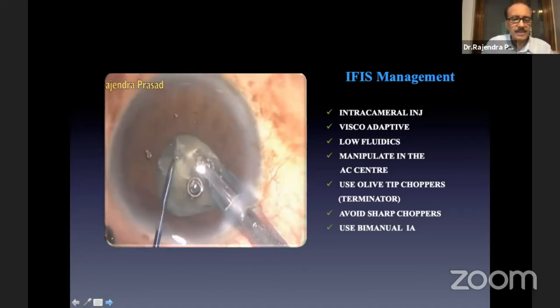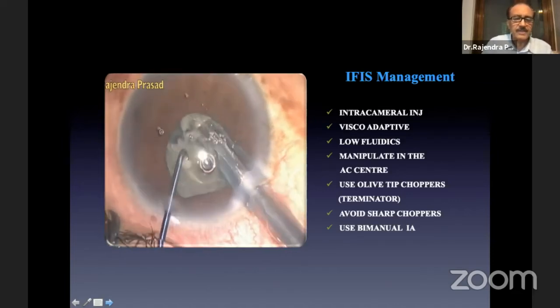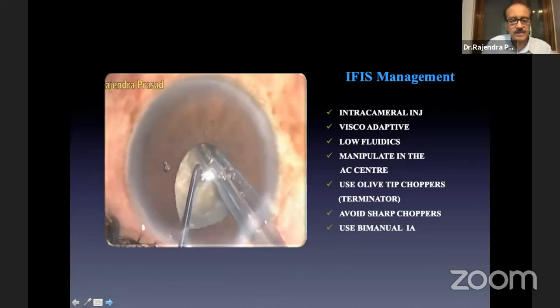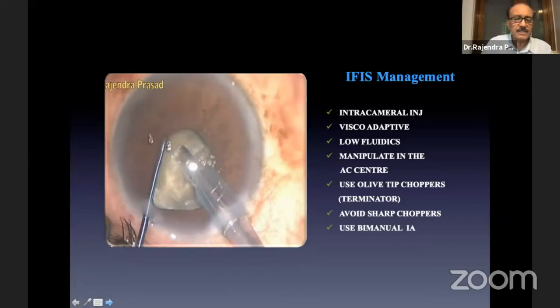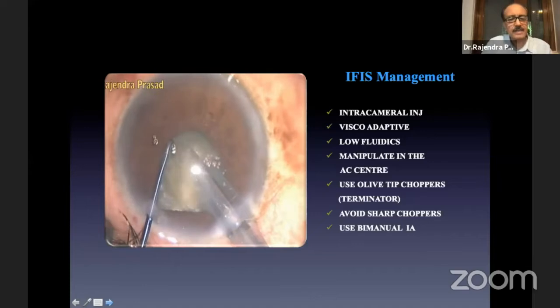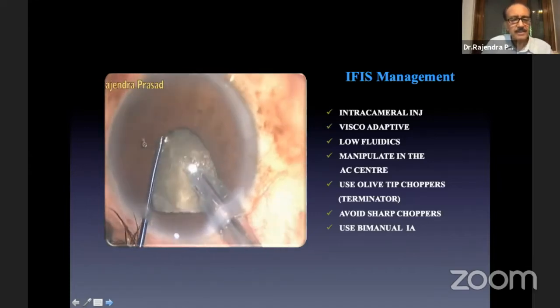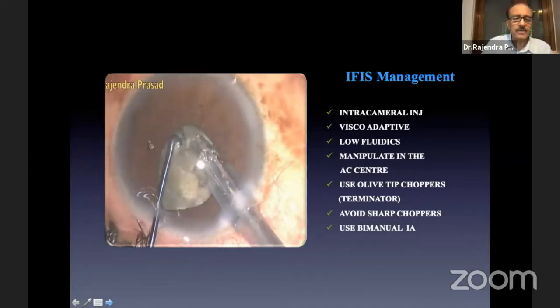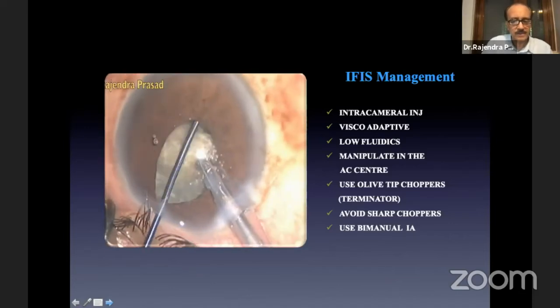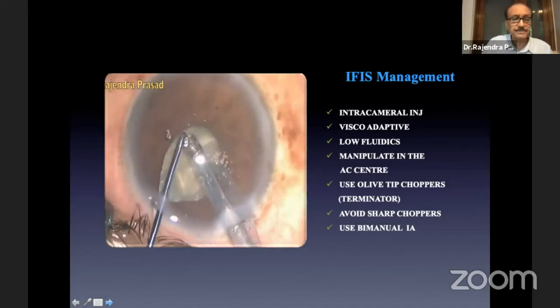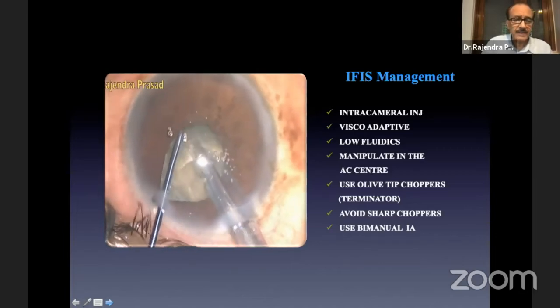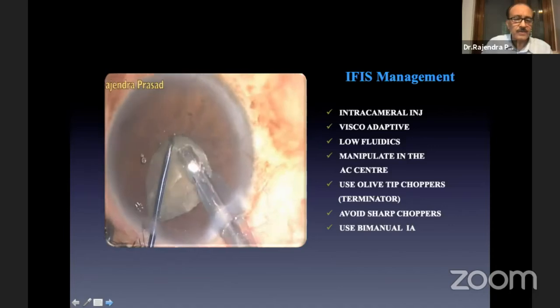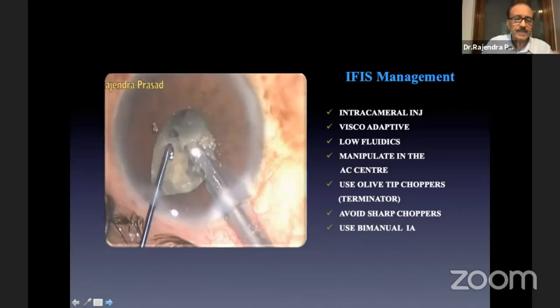I'm using the terminal chop technique here. I never use these sharp choppers. This is a blunt chopper with the inner wedge edge. What I was thinking was, if I can break this nucleus, I'll continue the surgery. Otherwise, I'll go in for the expanders or the hooks. But you can see very clearly, I'm able to break the nucleus, going around the equator of the nucleus and trying to break the nucleus.